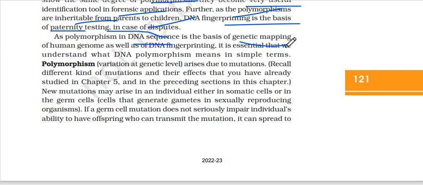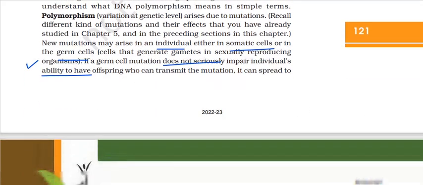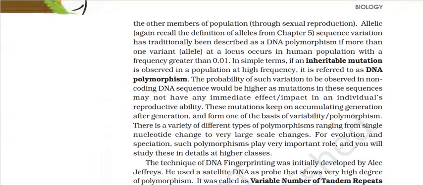We've already done that. New mutations may arise in an individual either in somatic cells or in the germ cells that generate gametes in sexually reproducing organisms. ठीक है, कहीं पे भी mutation हो सकता है. If a germ cell mutation does not seriously impair an individual's ability to have offspring who can transmit the mutation, it can spread to the other members of the population through sexual reproduction.